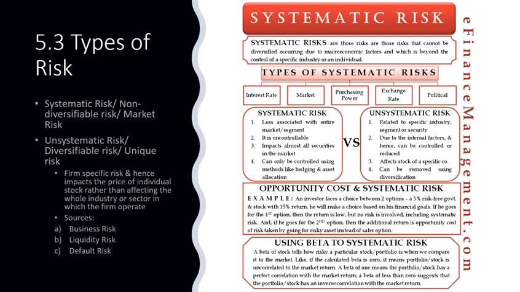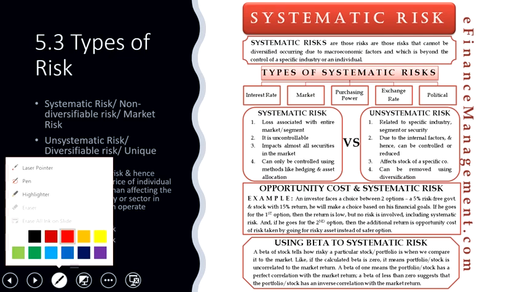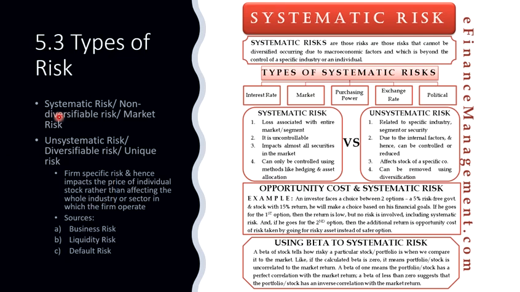Alright, so now let's continue with 5.3, that is types of risk. Okay, so risk ada dua jenis type, that is systematic risk or unsystematic risk. Systematic risk ni also known as non-diversifiable risk or market risk. So apa itu systematic risk?